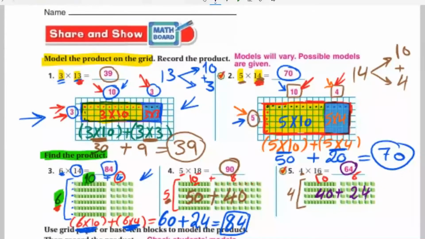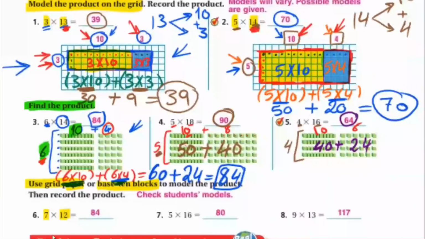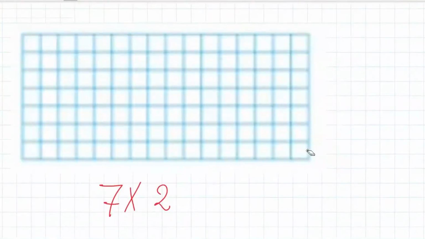Okay, guys, let's move to the next one. Let's use paper grid or base 10 blocks to model this: 7 multiplied by 12. Okay, guys, let's move to the next page here. We have 7 multiplied by 12. Let's write it here. Okay, first of all, let's count 7 here. 1, 2, 3, 4, 5, 6, 7. So it will be like that.